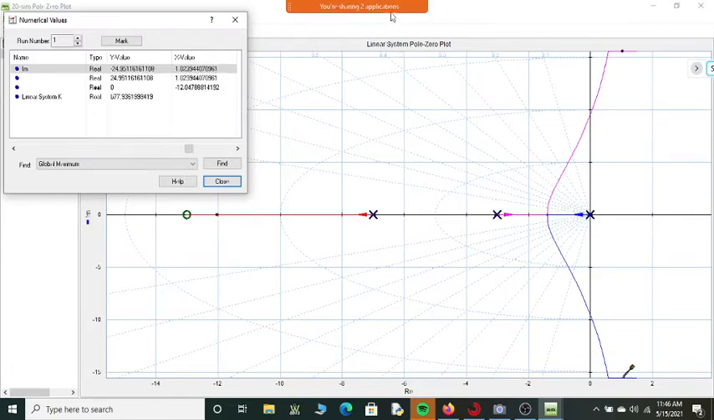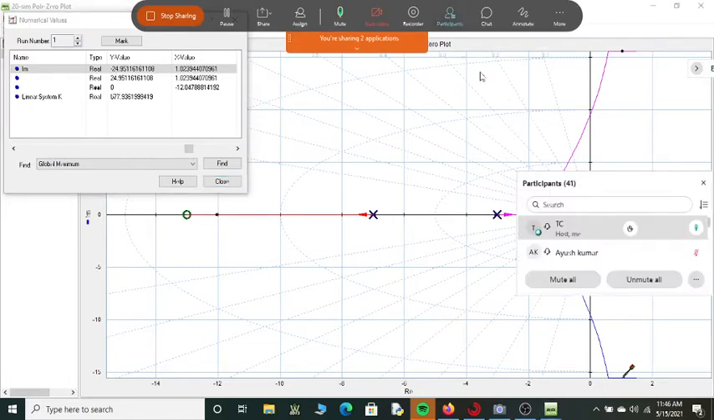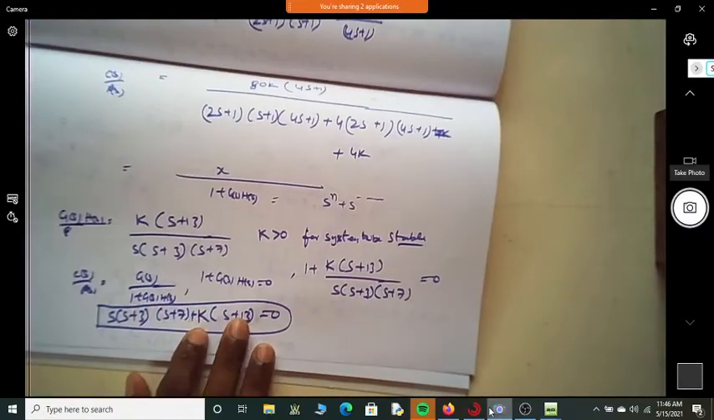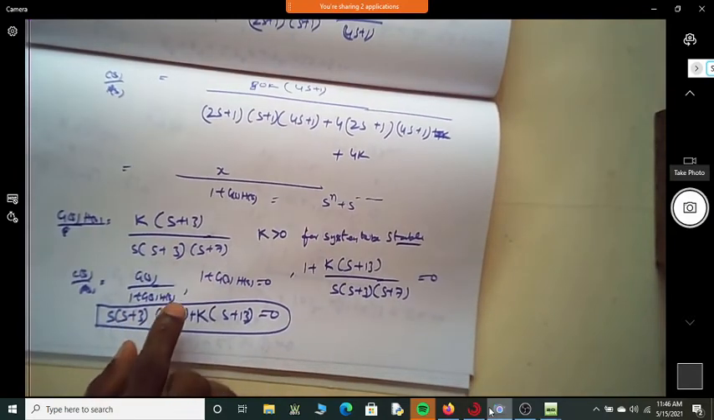Correct? Let me just know from the class. Okay, is this fine? Could you understand? What is actually happening here? We are trying to demonstrate for the given problem. You have been given a transfer function, and you are asked to find the value of k for the system to be stable.